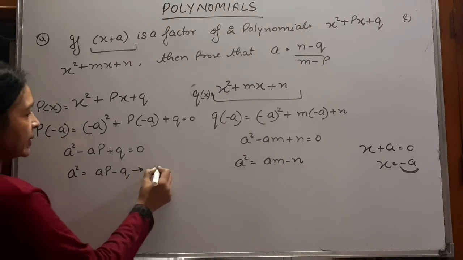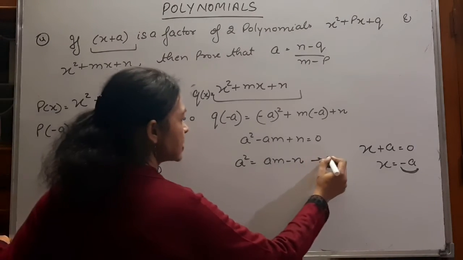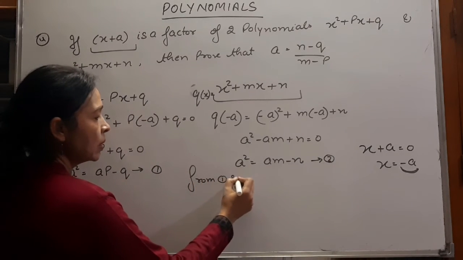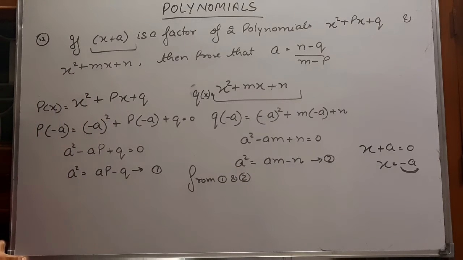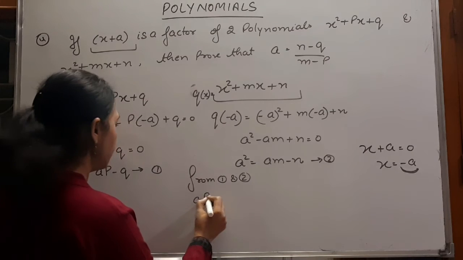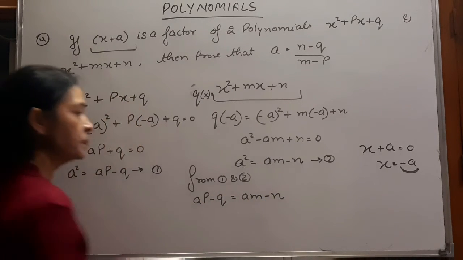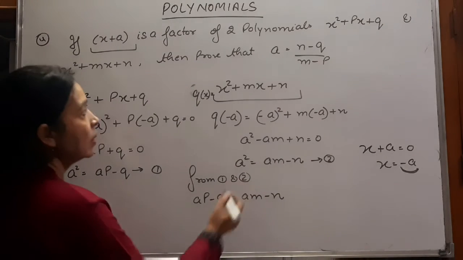Now we'll check. Let this be first, this second. From first and second, both these terms are equal to a square. On equating these two, ap minus q is equal to am minus n. Clear?